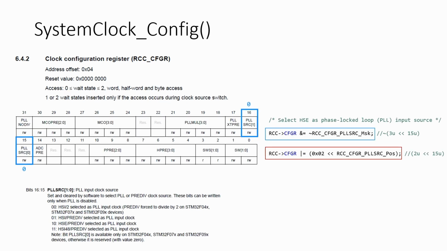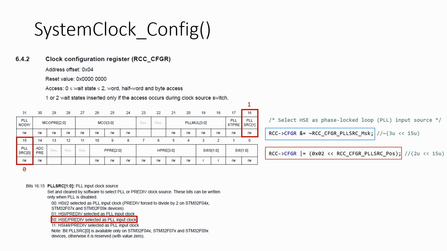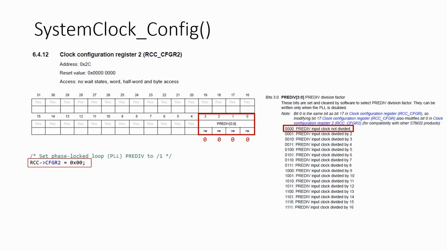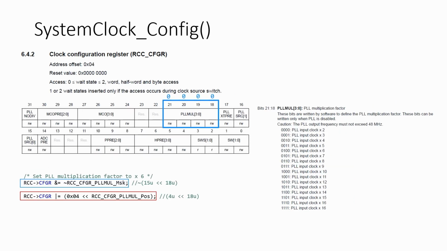In the clock configuration register, we have to select the high-speed external clock as phase lock loop input source. First, we need to clear bits 16 and 15. And once these bits are cleared, we can select the HSE as PLL input clock. In the clock configuration register 2, we have to write a 0 to indicate that we won't divide our input clock. Back in the clock configuration register, you have to clear the PLL multiplication factor bits, and once they are cleared, write a 4 to those bits to select the multiplication factor by 6.